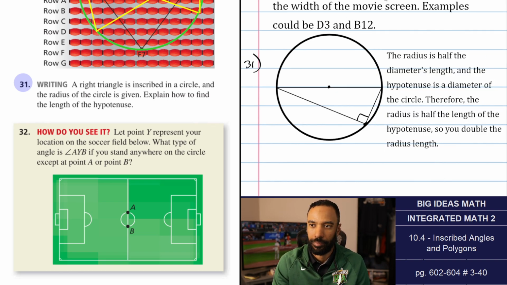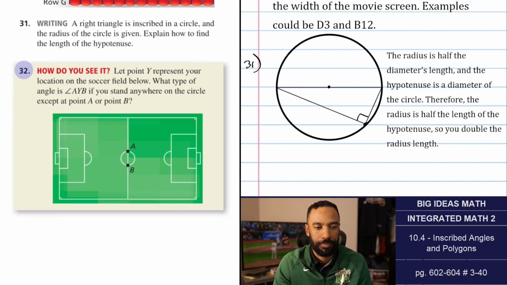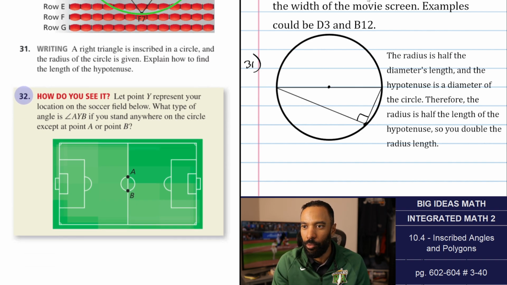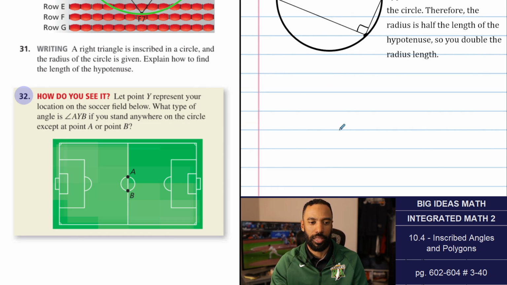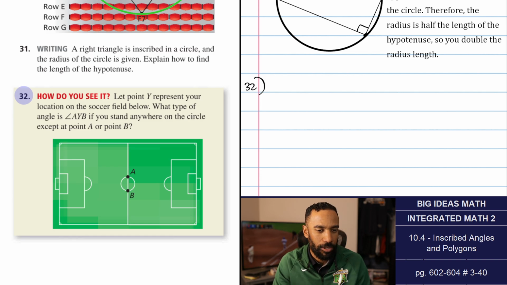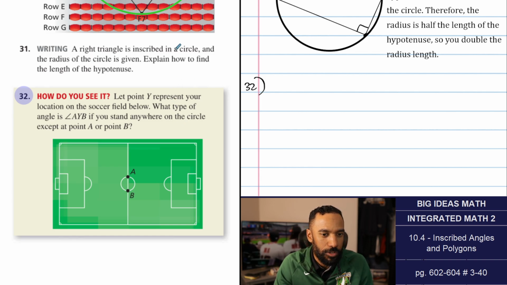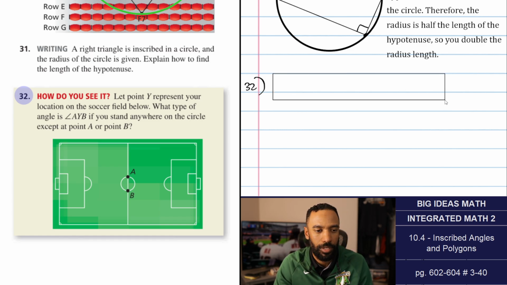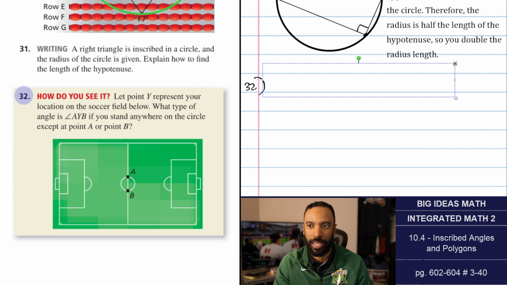All right. There's 31. Number 32. How do you see it? Let point Y represent your location on the soccer field below. What type of angle is AYB if you stand anywhere on the circle except at point A or point B? They don't ask to explain, but that's just going to be a 90-degree angle. What type of angle? It's a right angle.